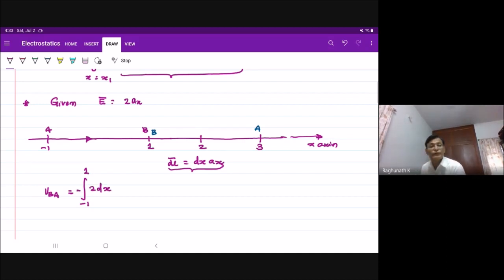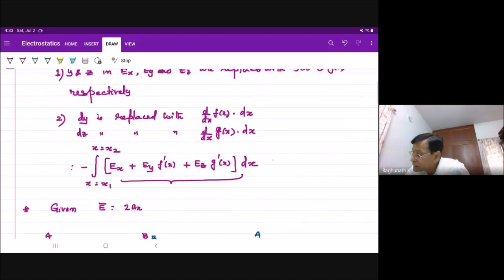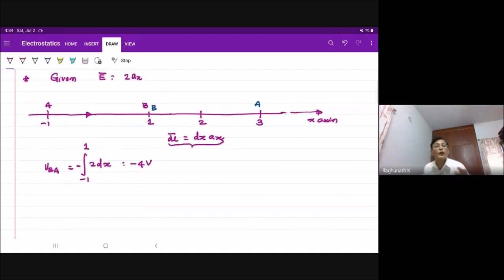Minus E bar dot dL bar now, which comes out to be? What is the value of this integral? -4 volts. Joule per coulomb is volt. Here also, I should say that it is so many volts. Yeah, we need to talk about the unit also. Correct? -4 volts.